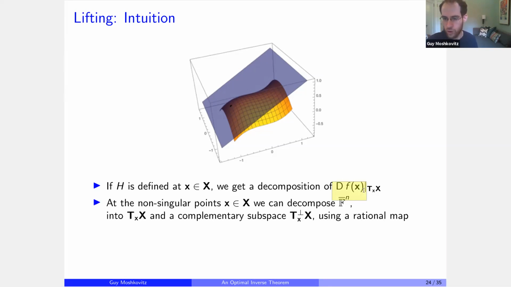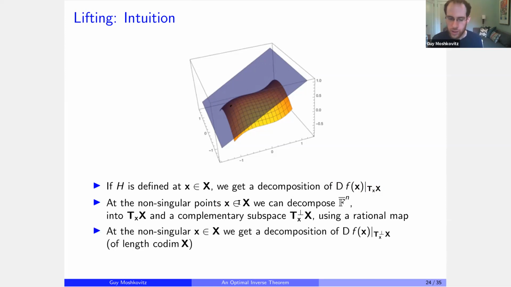But of course, I'm reminding you that dF is a linear map. So we know how it behaves. We can control it or restrict it to the tangent spaces, but what about the rest of the space? It turns out that for non-singular points on the variety, we can decompose the entire space into the tangent space at that point and some complementary subspace, all of that using some rational map. And then you can show that for these non-singular points, kind of trivially, you get a partition rank decomposition whose length is just the dimension of this complementary subspace.